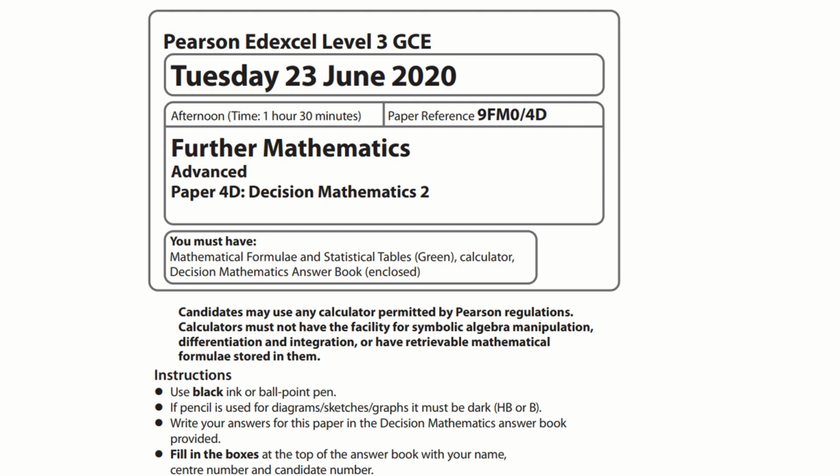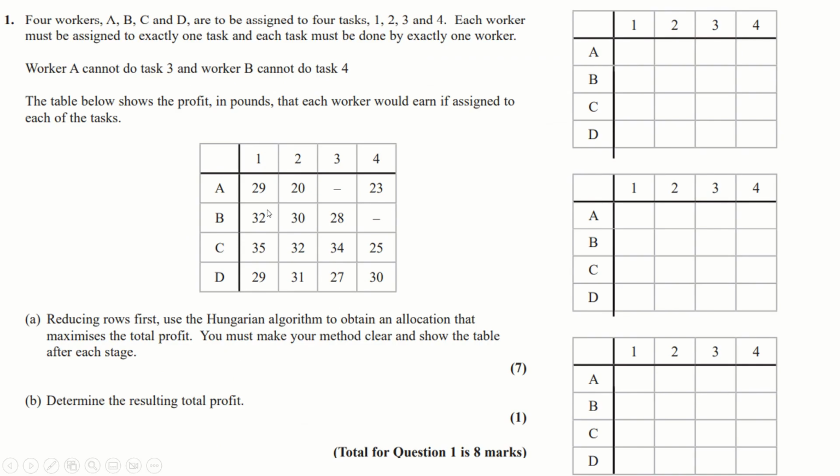This is Decision 2 from 2020. Let's just do it. So question number 1 is about the Hungarian algorithm. Firstly, we're being asked to maximize total profit. Now, the Hungarian algorithm minimizes. So how do we get this to work?